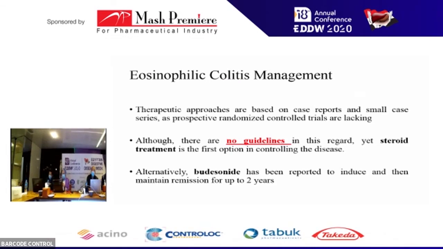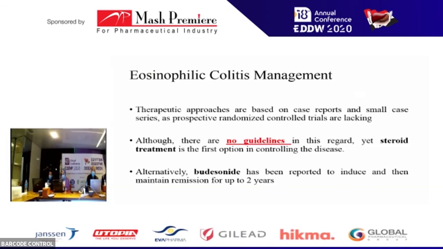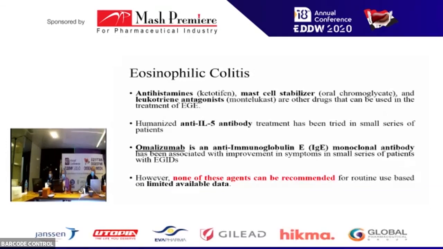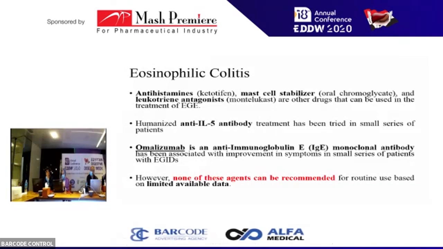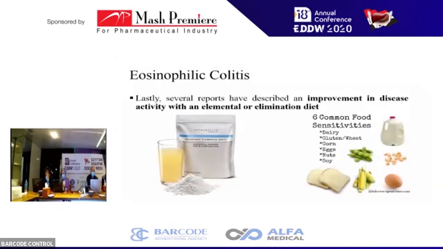Yes, this is true. Alternatively, we can use budesonide, which has been reported to induce and then maintain remission for up to 2 years. But as we know, it is not widely available in Egypt, and it is also costly. Other treatments such as antihistamines and mast cell antagonists mentioned by Dr. Mohamed Hassan can be used specifically in eosinophilic gastroenteritis. Other treatments such as anti-interleukin 5 antibody and anti-immunoglobulin E monoclonal antibody have been tried in a small series of patients. However, none of these agents can be recommended for routine use based on limited available data. And lastly, several reports have described an improvement in disease activity with an elemental or elimination diet.